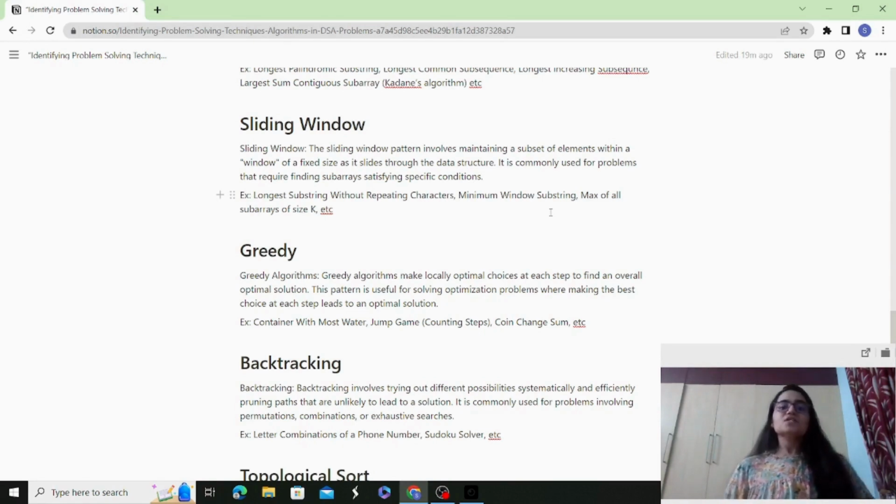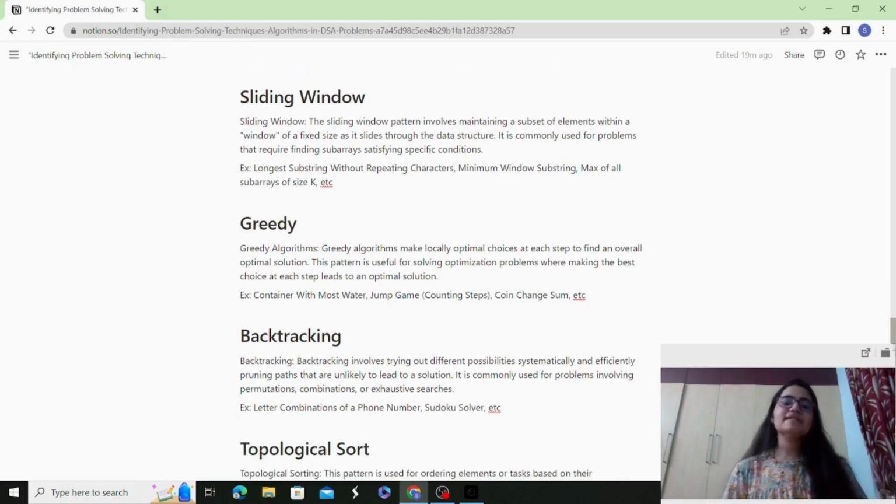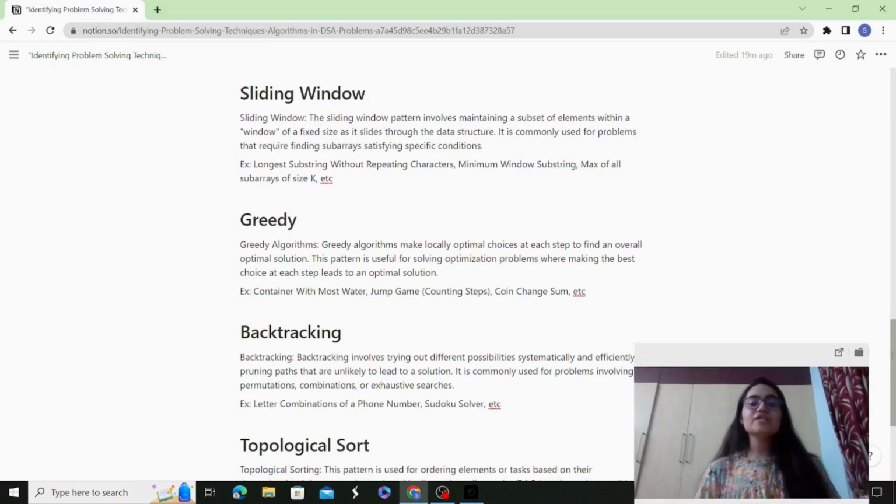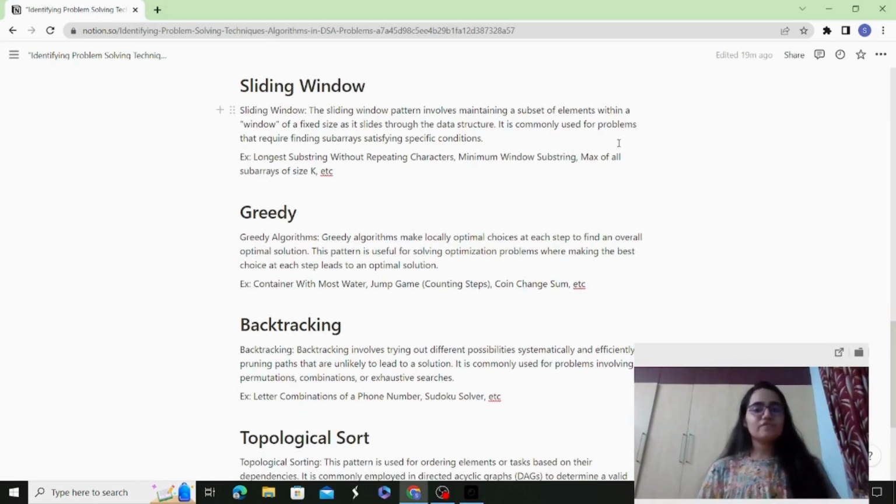Even if you're finding the minimum window substring, you're actually finding a substring, basically a window of fixed size. So you're finding a window of fixed size which is also sliding through the data structure. That is why it's called a sliding window. When you're solving problems like these using sliding window, you will also see the two pointer approach being used simultaneously.